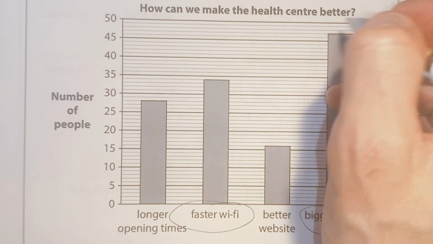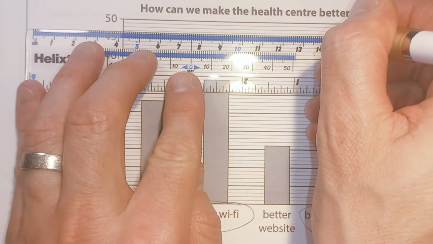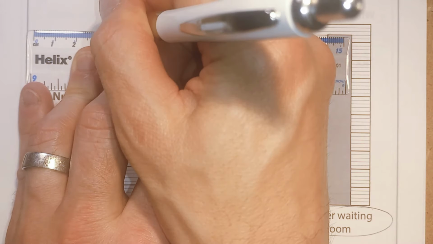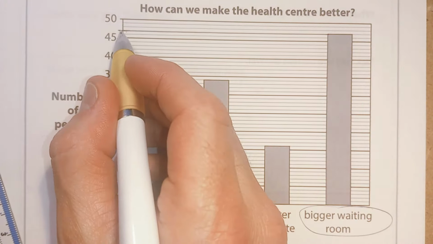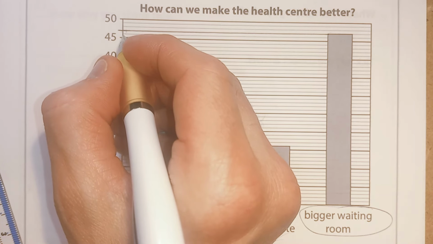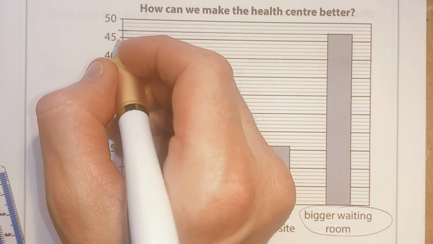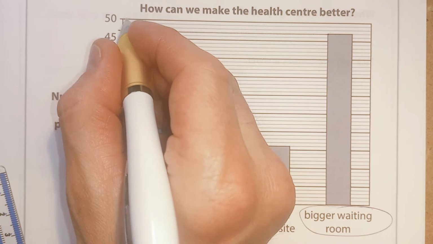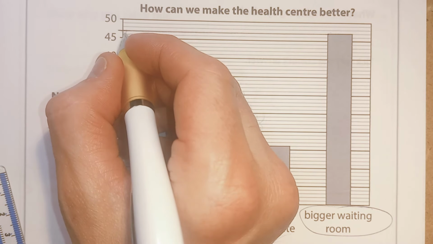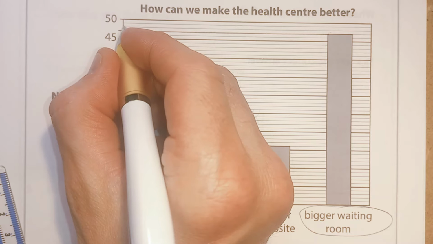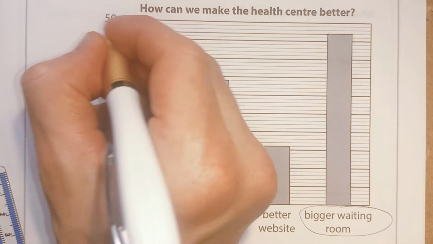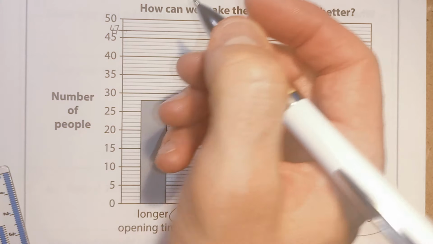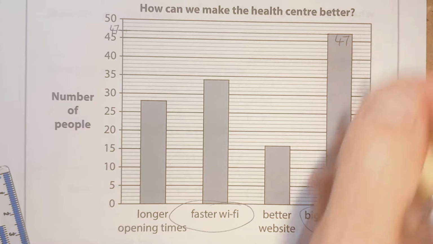So I'm going to start with bigger waiting room just because it's up at the top. So what I'm going to do is I'm going to draw a straight line across, and then I'm going to work out what number relates to this. Well, if this is 45 here, we're going to work out what each of these are worth. Well, with entry level 2 most of the time, each line is just going to be worth 1, but it's worth checking. So if this was 45, that would be 46, 47, 48, 49, 50. Yeah, that works fine. So 46, so this must be 47. In fact, I'm going to write it on here.